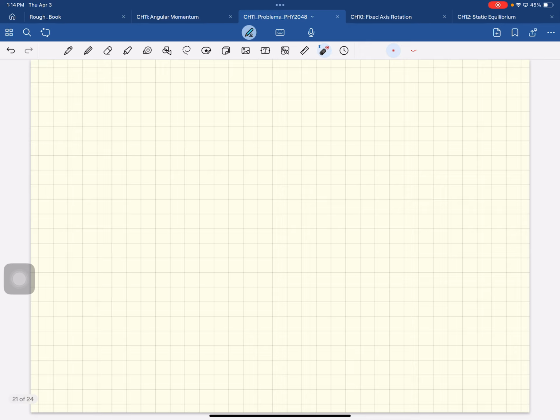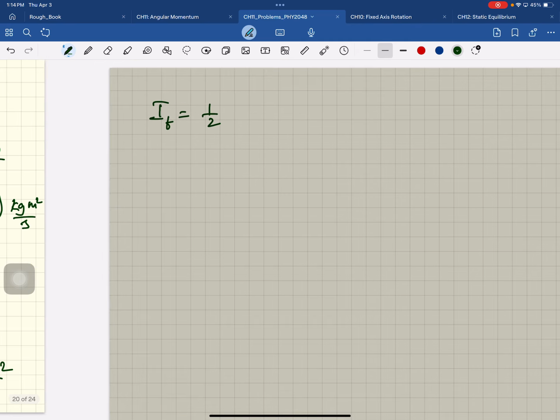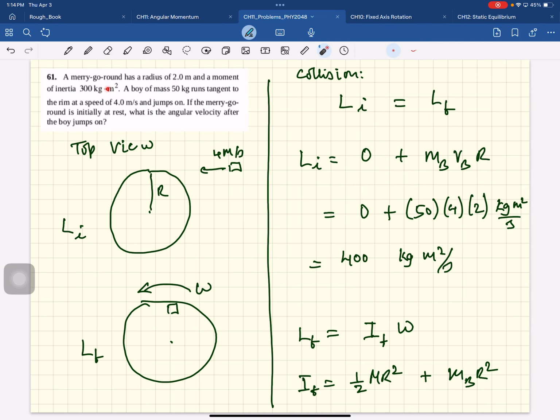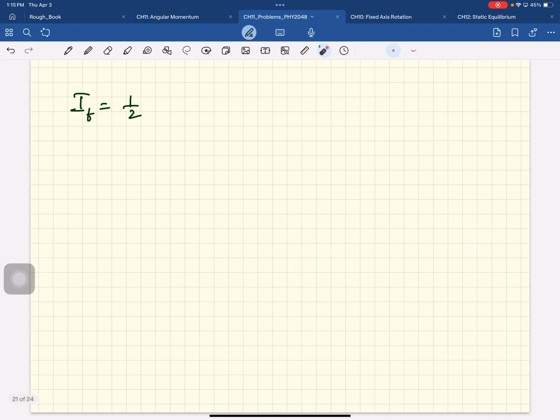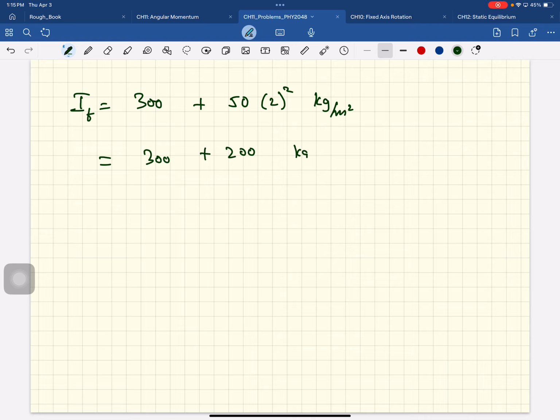All right, so let's calculate the moments of inertia. Moment of inertia of the combined object. Well, they give you the moment of inertia of the disk, actually. That's 300 kg meter squared. And for the boy, it's 50 times 2 meters squared, plus 200. So you see the moment of inertia of the merry-go-round is greater than that of the boy.